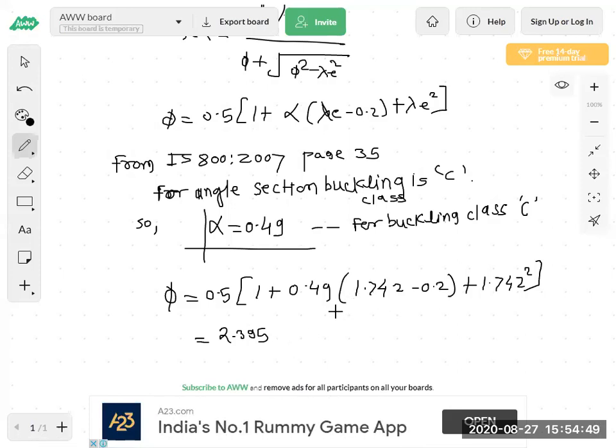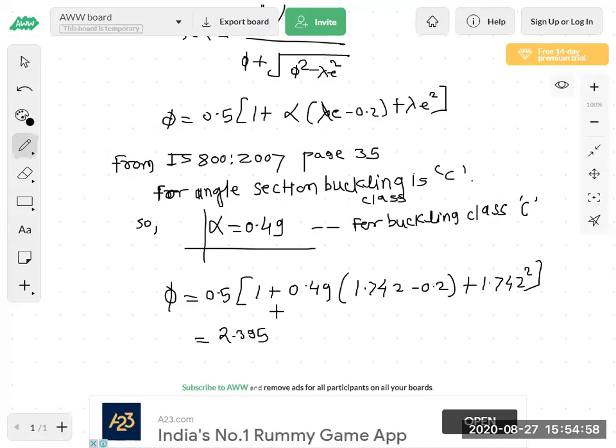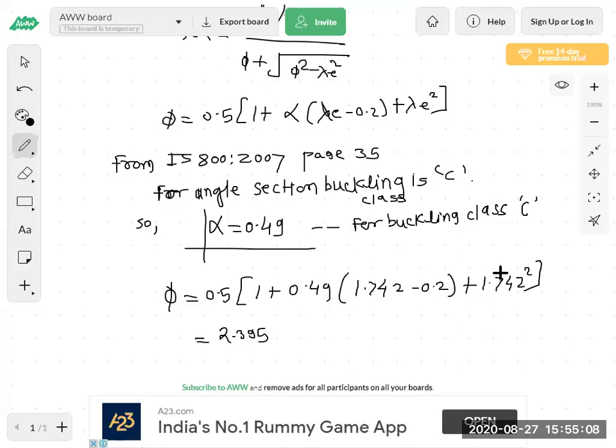Please everyone do the calculations. Don't copy whatever I am writing here or whatever someone is telling. You do the calculations. If you do not do the calculations yourself, you will have a lot of difficulty in the exam. You have to do your own calculations.